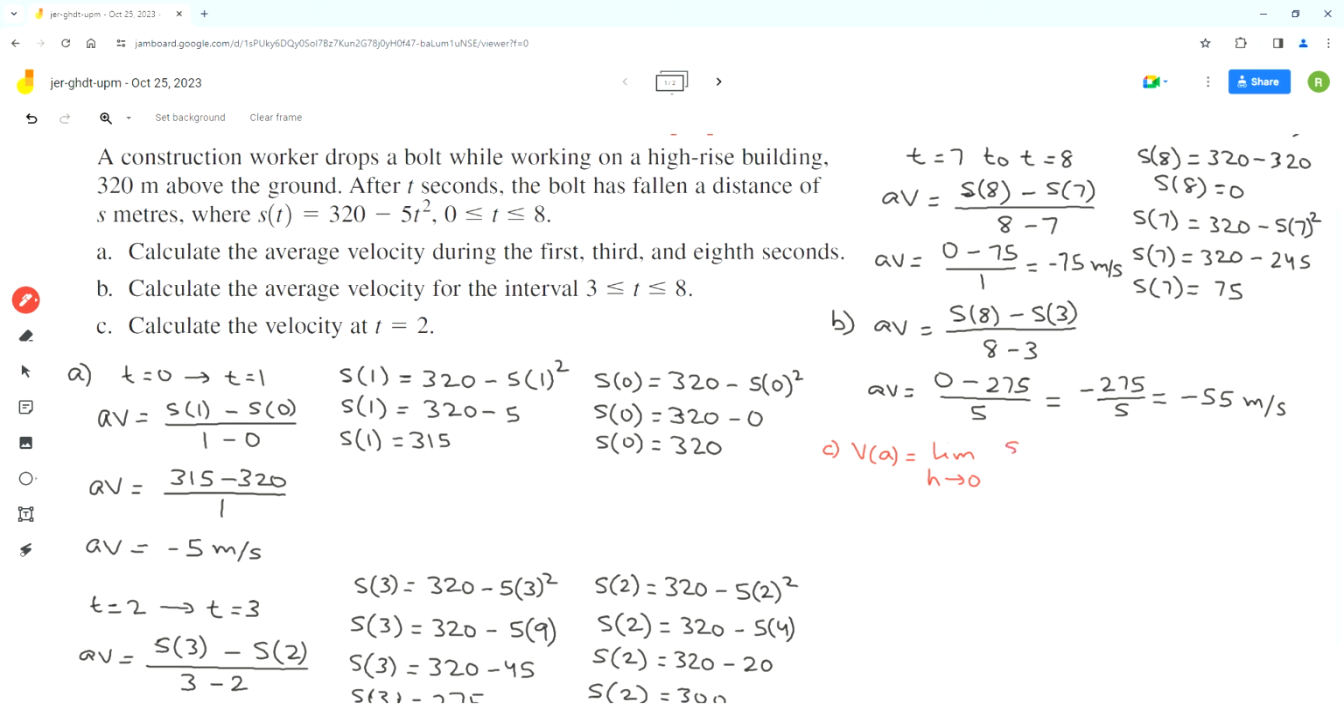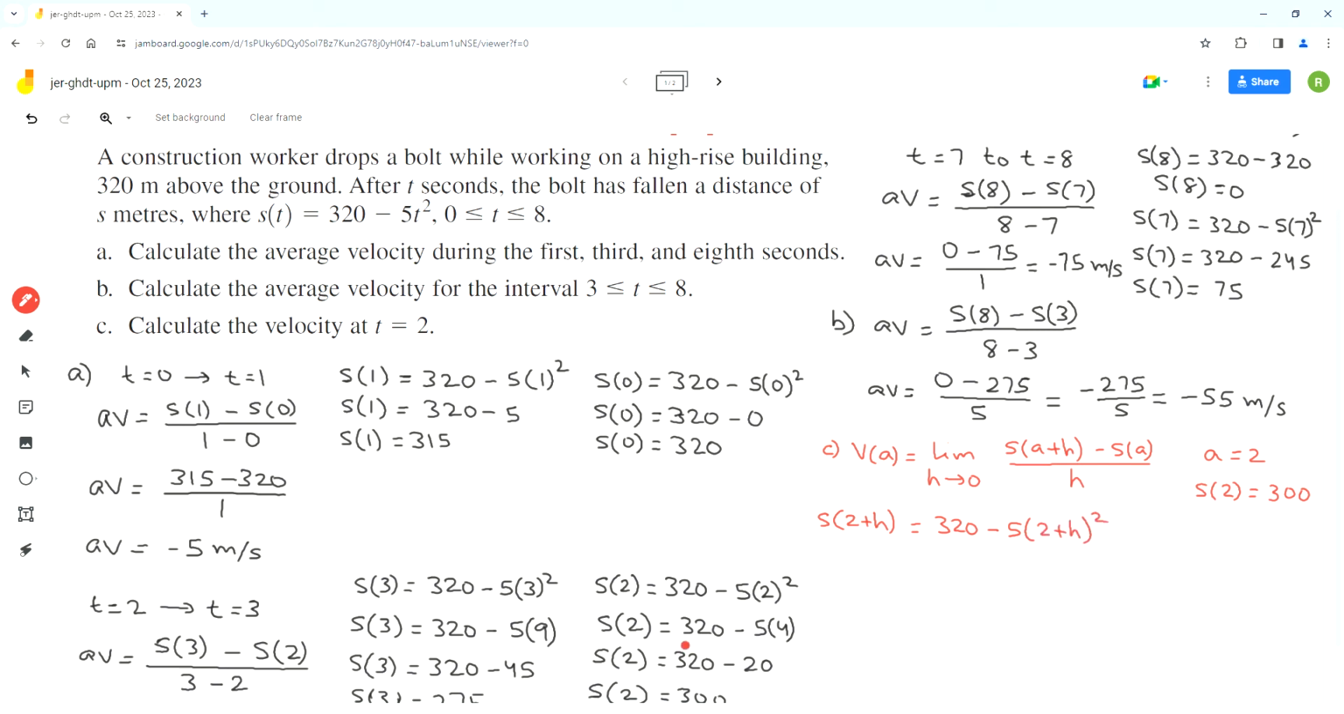Velocity at any point a can be calculated as the limit as h approaches 0 of the position function at a plus h minus the position function at a, over h. Now in this case, we have to calculate the velocity at 2 seconds. So the a value is equal to 2. So s at 2 is equal to 300. So s at 2 plus h. So we'll sub in t as 2 plus h in this given expression. So we get 320 minus 5 times 2 plus h squared.